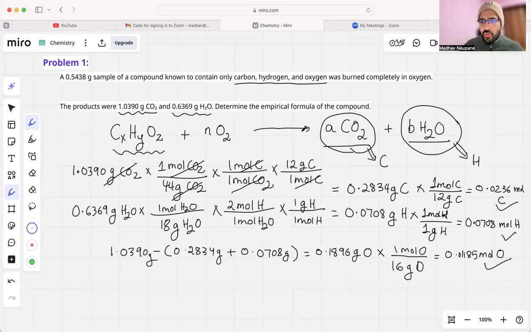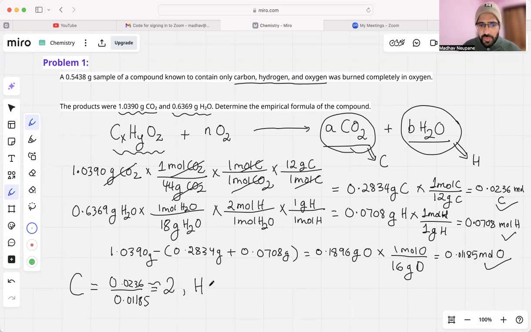And to get the empirical formula, we have to get the whole number atoms. So what I'm going to do is, out of these 3 moles, the smallest number of moles is the moles of oxygen. So I'm going to divide all of these moles. For carbon, I'm going to divide the moles of carbon by the smallest number of moles, which is moles of oxygen. So 0.0236 divided by 0.01185. So that's going to be around 2. You'll get very close to 2.